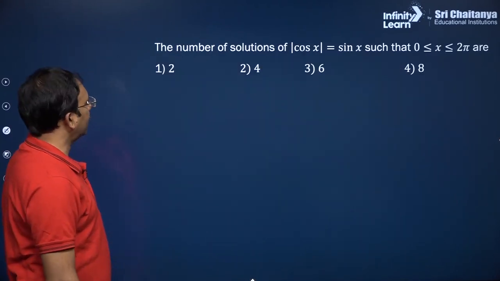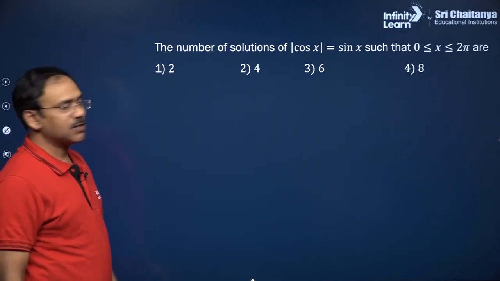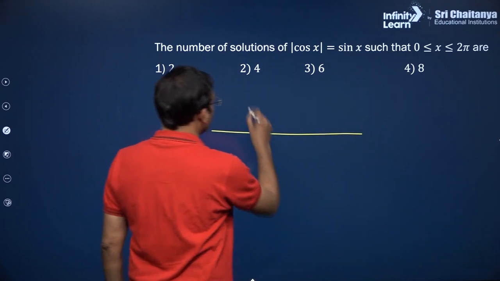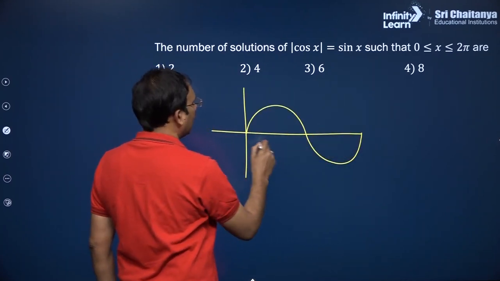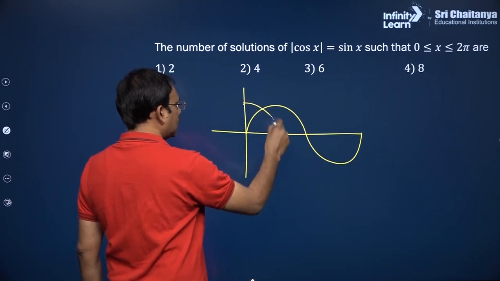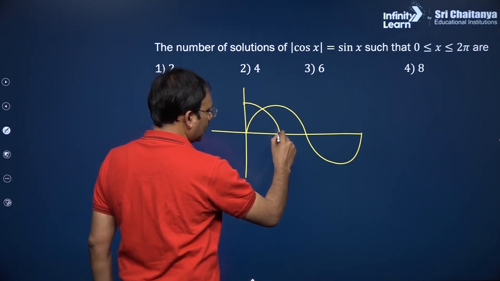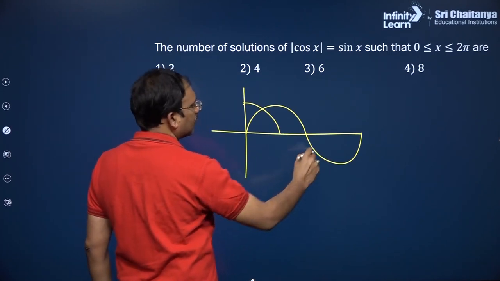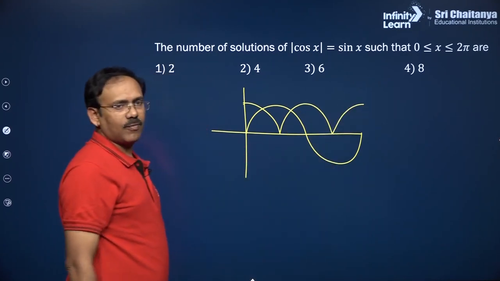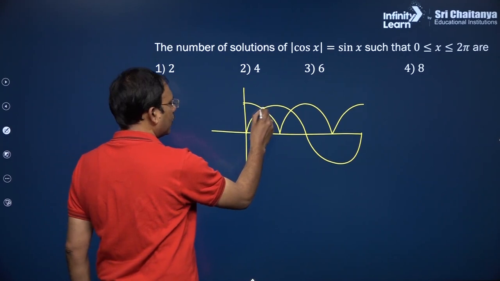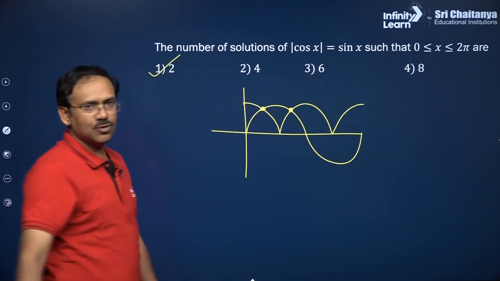Okay. Next, my dear friends, the number of solutions of mod cos x is equal to sin x in the interval 0 to 2 pi. In the interval 0 to 2 pi, sin x graph 0 to pi, pi to 2 pi. Mod cos x is, you see, 0 to pi by 2 and pi by 2 to pi, actually it comes down and then it goes up, but modulus, right? This and this. This is the graph of mod cos x. So now they are going to intersect at only 2 points, my dear friends. So number of solutions is 2.